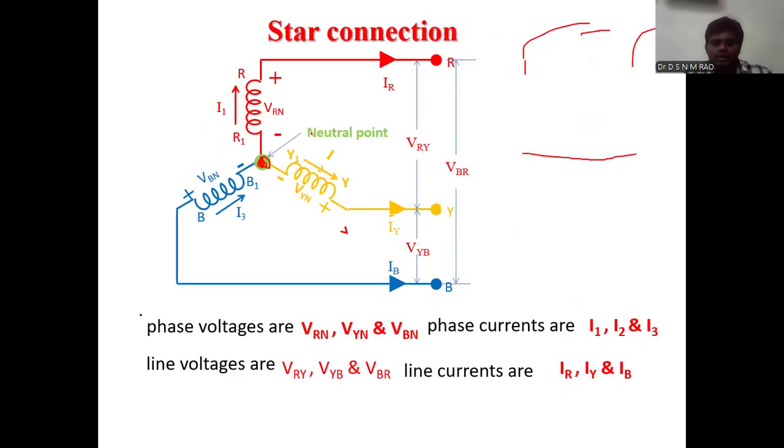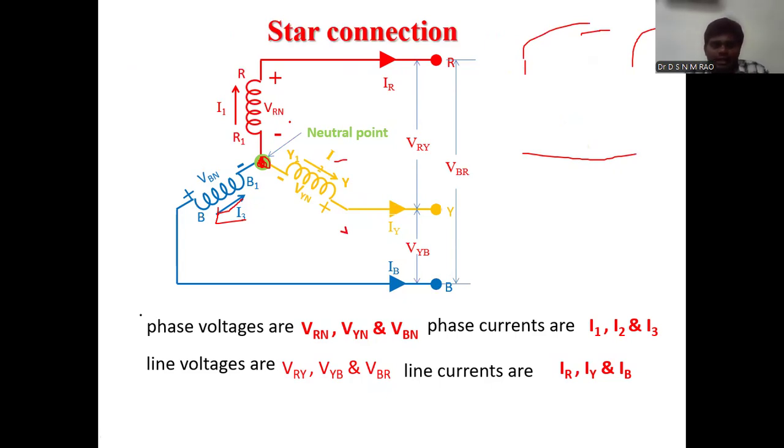Here we can observe the line voltages as well as phase voltages, and phase currents as well as line currents. I1 represents the current flowing through the R phase. Similarly, I2 represents the current flowing through the Y phase, and I3 represents the current flowing through the B phase. So I1, I2, I3 represent the phase currents of the respective phases.